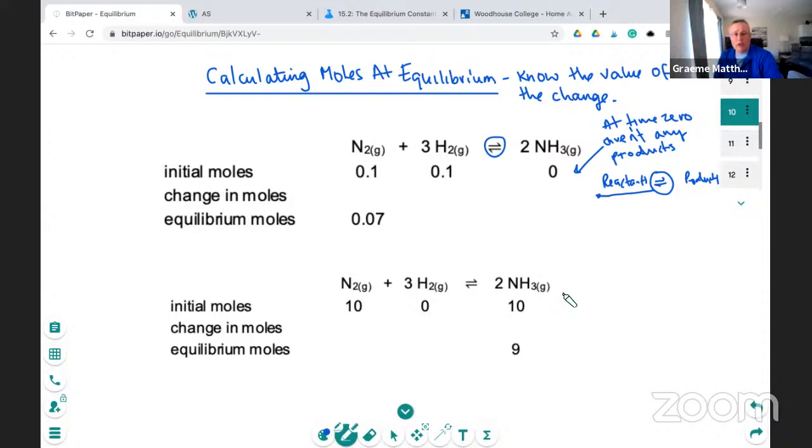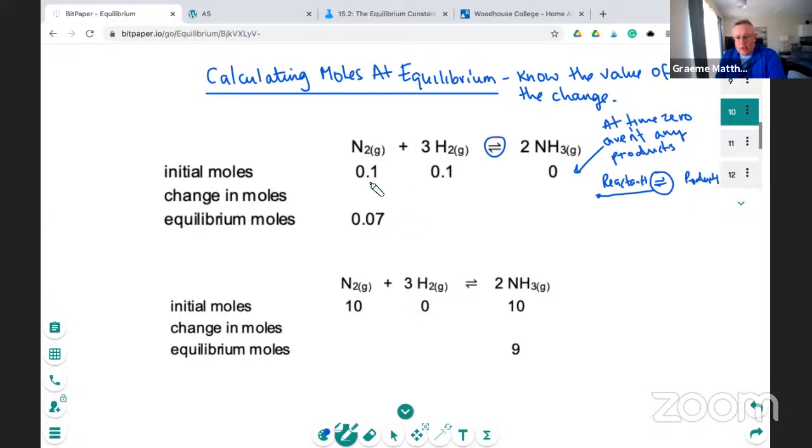So first off, you are completely correct if you say that there aren't any moles of product at time 0, because you haven't done anything. And then they need to give you some information about what's happening at equilibrium. And so the equilibrium moles is the one that we need to be looking at.